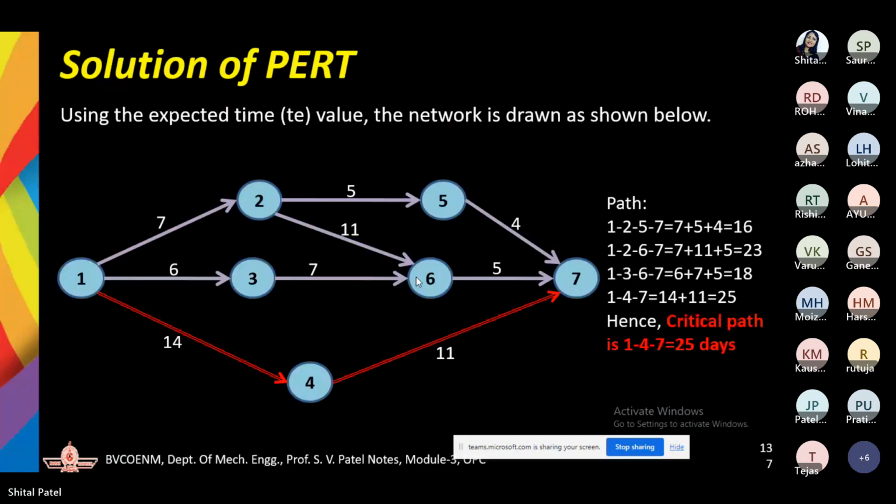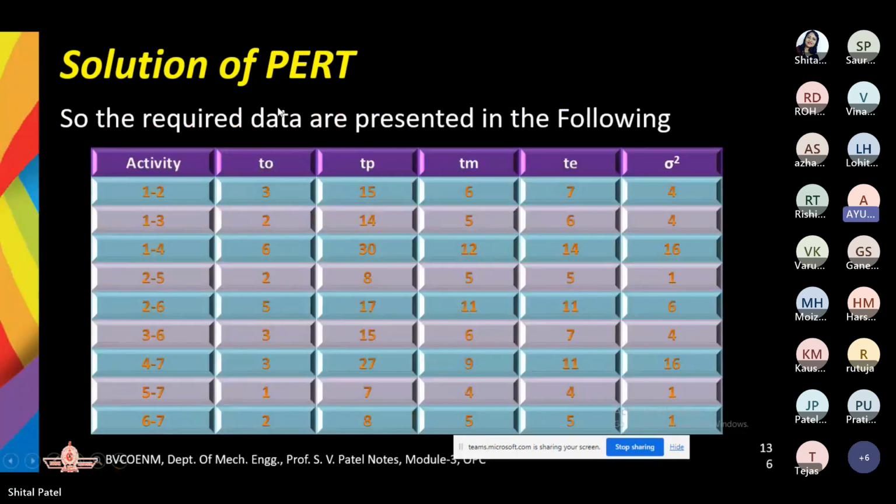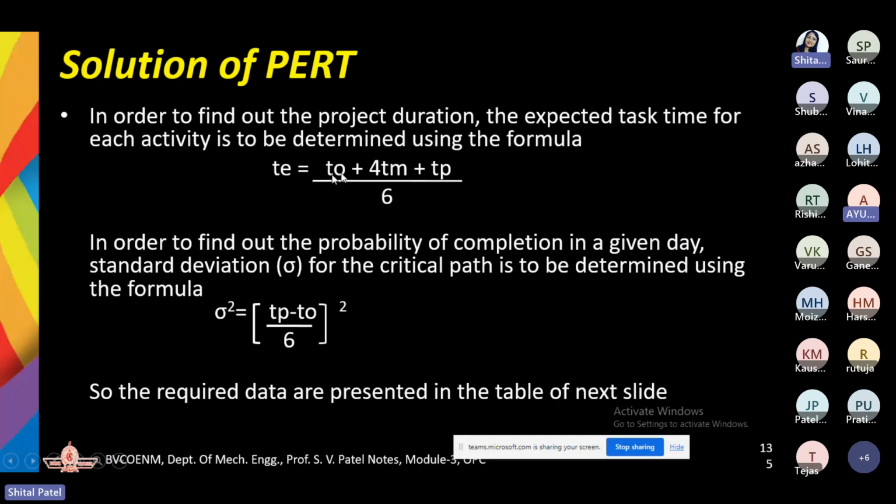See, the time for each activity will be given to you: optimistic time, pessimistic time, most likely time will be given to you. So the first 4 columns will be given to you. Now you need to find out TE, that is the expected time to complete. For this, we have an equation which I have mentioned in the earlier slide: TE is equal to TO plus 4TM plus TP, whole divided by 6.